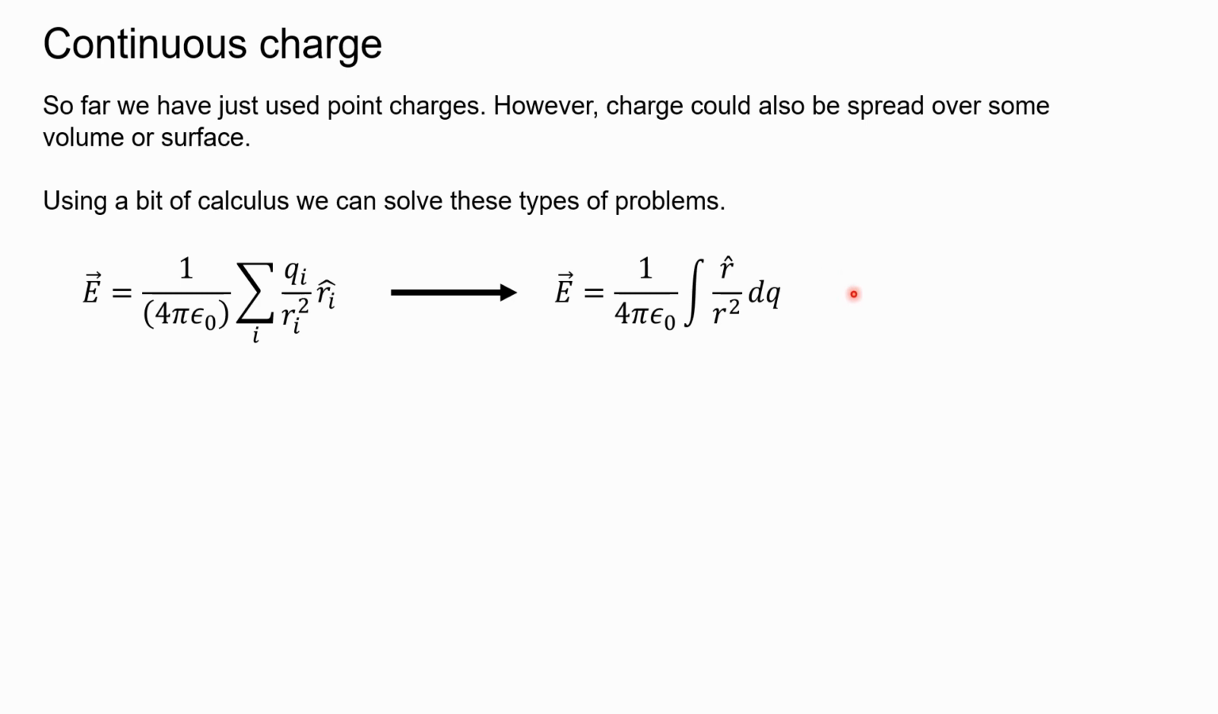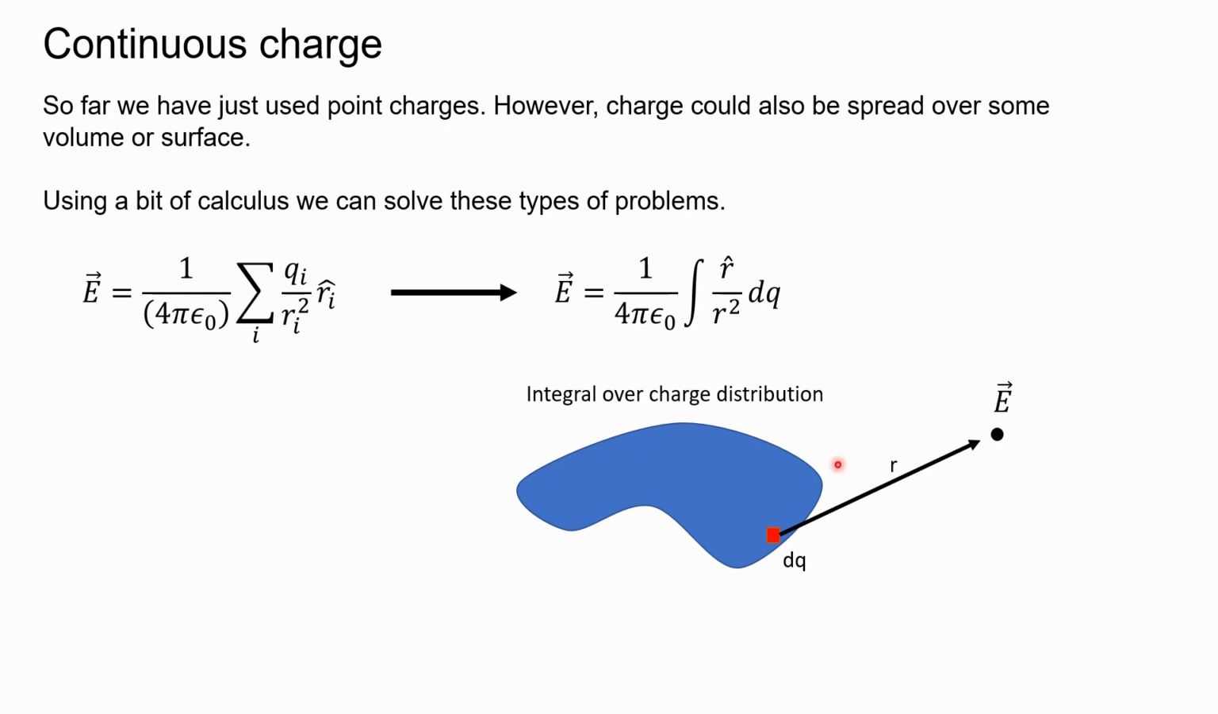So what do I mean by this dq? Well, suppose that this blue here is some spread charge over some surface. dq is going to be some little bit of charge on that surface. r is the distance between that little bit of charge and wherever we are evaluating the electric field. r hat is the direction of this vector pointing from this little bit of charge to wherever we are evaluating the electric field. And then what we do is for each of these little bits of charge, we slowly integrate over this entire blue surface. And that will eventually give us our resulting electric field vector.